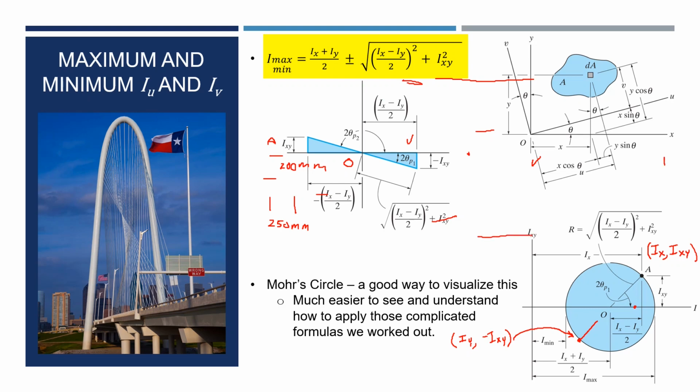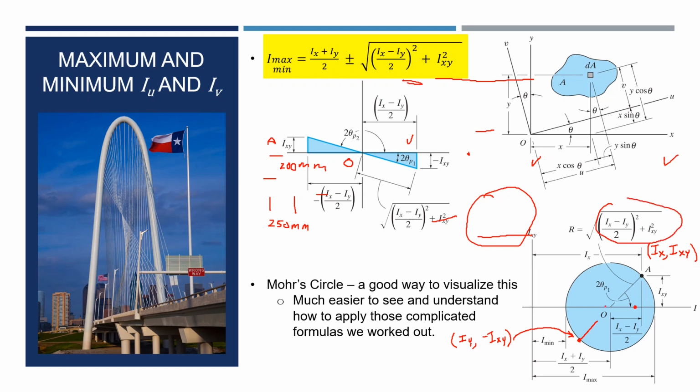This just repeats the previous drawing, by the way. Now, the way to visualize this is to plot the points Ix, Ixy on Cartesian paper, and the point Ix, negative Ixy, and draw a straight line. The center of that straight line becomes a circle, and draw the radius of the circle. There's the radius of the circle right there.